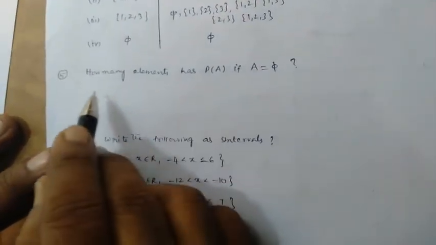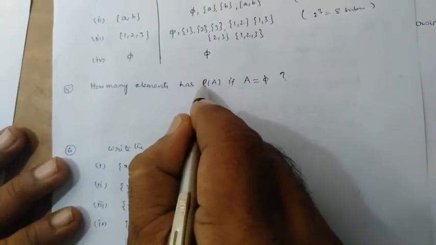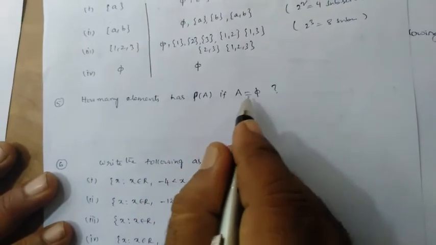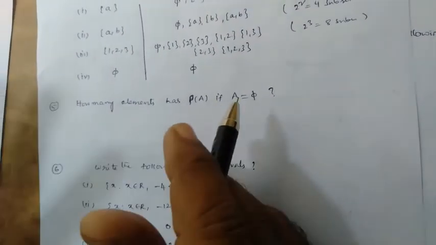Next, I'm coming to the fifth problem. How many elements has P of A? P of A means power set of A. If A is equal to phi. Power set means it contains all subsets of the set A.